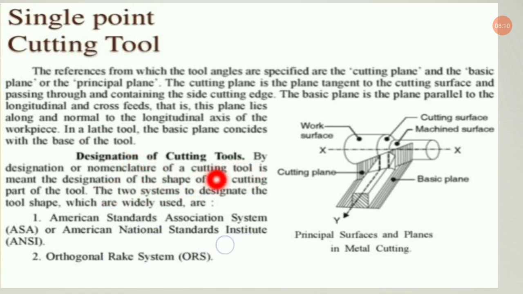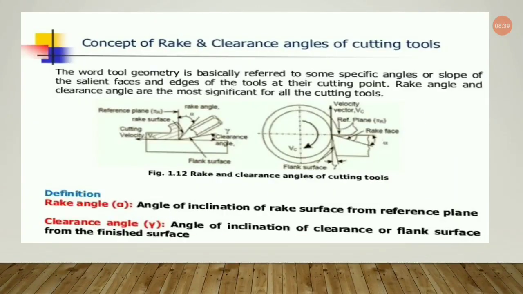Now, designation of cutting tools. By designation or nomenclature of a cutting tool is meant the designation of the shape of the cutting part of the tool. The two systems to designate the tool shape which are widely used are known as the American Standard Association, that is the ASA, or American National Standards Institute, that is the ANSI. And another system is known as the orthogonal rake system, that is the ORS, as you can see over here.